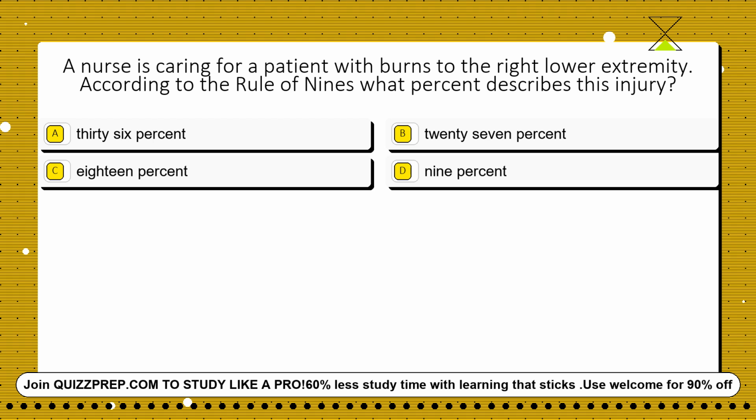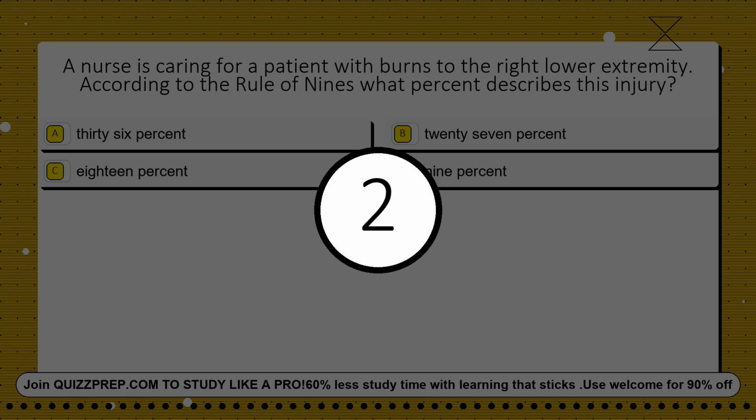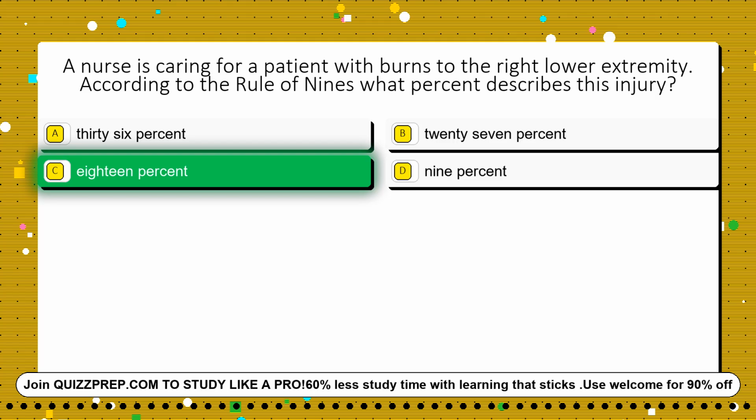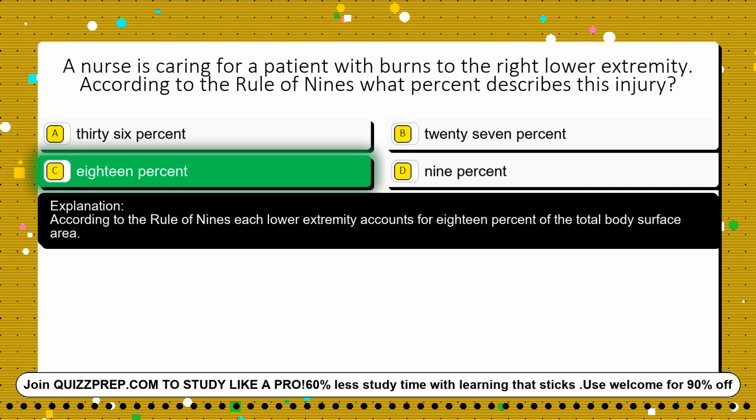Question 20. A nurse is caring for a patient with burns to the right lower extremity. According to the rule of nines, what percent describes this injury? Option A, 36%. Option B, 27%. Option C, 18%. Option D, 9%. The correct answer is option C, 18%. According to the rule of nines, each lower extremity accounts for 18% of the total body surface area.